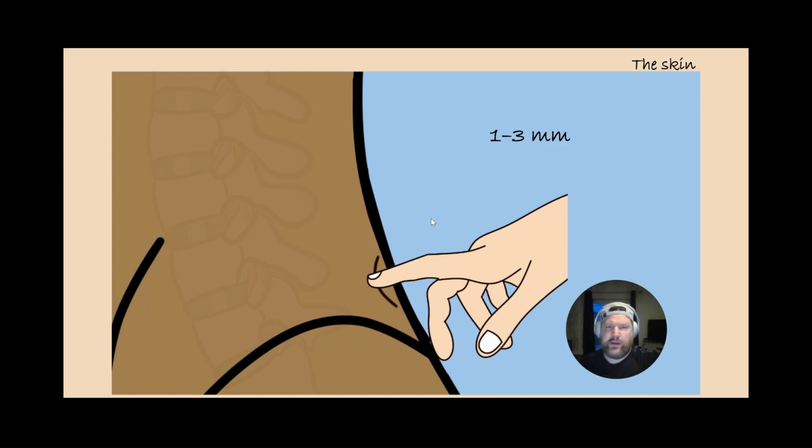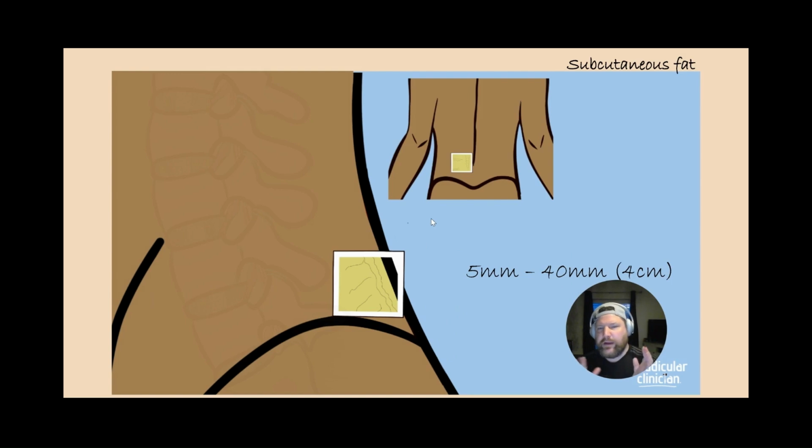The skin is obviously an innervated structure. Moving a little bit deeper, we've got the subcutaneous fat. We've got a range there between 5 millimeters to 40 millimeters, about 4 centimeters. This was a range that we agreed on between very lean people to average amount of thickness, and you see these commonly on lumbar spine MRI scans. But you can imagine, particularly in females, that number may be widely bigger in some people than other people.